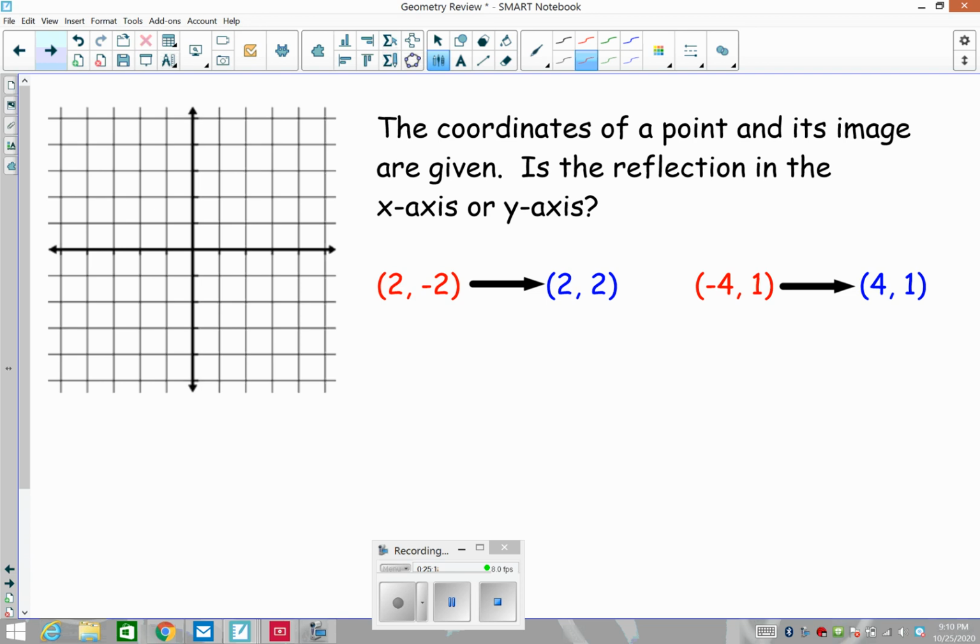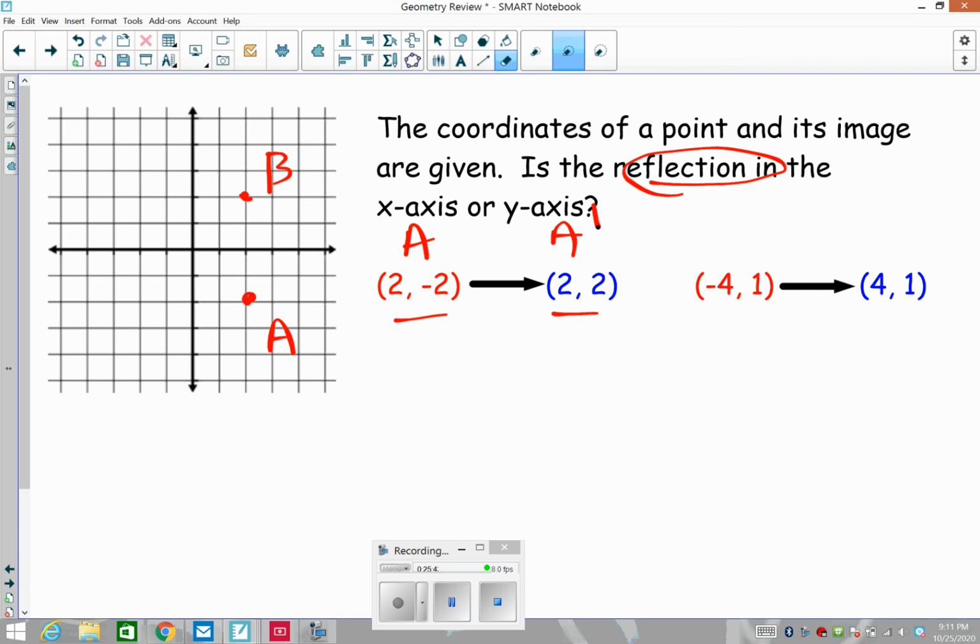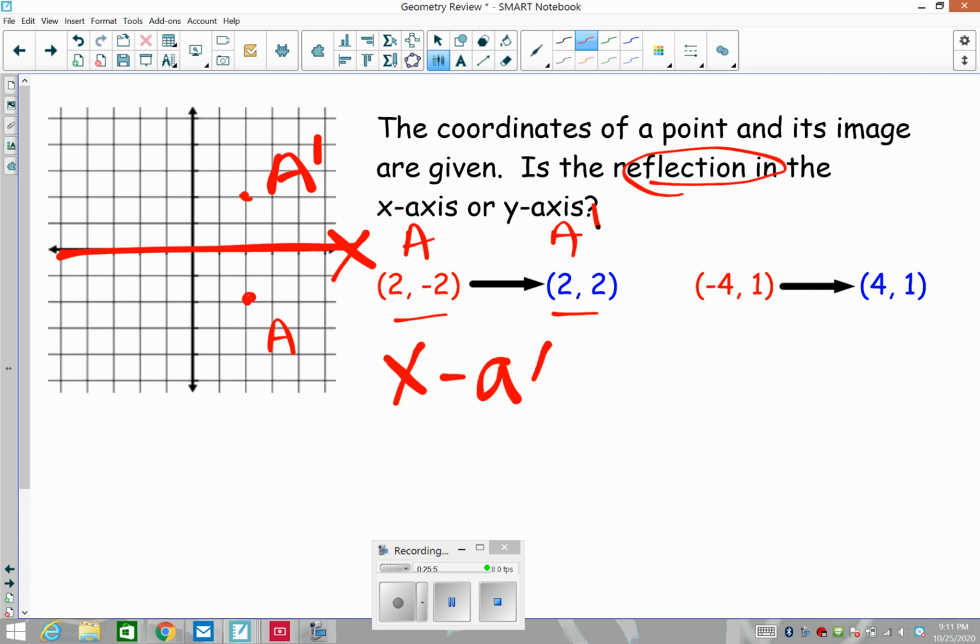So now what about reflection? The coordinates of a point and its image are given. Is the reflection in the x-axis or the y-axis? Let's plot these points. We'll call this A and A prime. This is the exact same problem you did in our other lesson. So we're going to go right 2, down 2. There's A. And then we're going to go right 2, up 2. There's B. That's not what I meant to say. I think I did that exact same error in the other video. That would be what we call in math A prime because it's the image. And we're going to reflect it so that they land on top of each other. We would say in this case that we're reflecting over the x-axis.